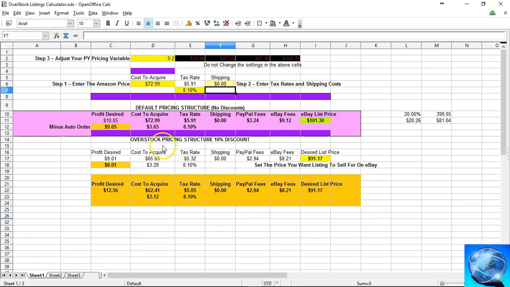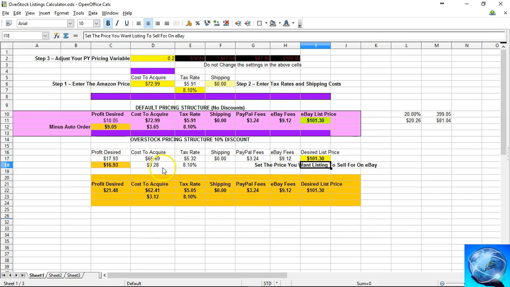I go back to my calculator. My calculator says $65.69, so that's good. Tax rate of 8.1% means it's going to be $5.32 in taxes. And if I wanted to sell it for, let's put this 101.30 there, I would make $17.93 right there, just because of the 10% off discount.